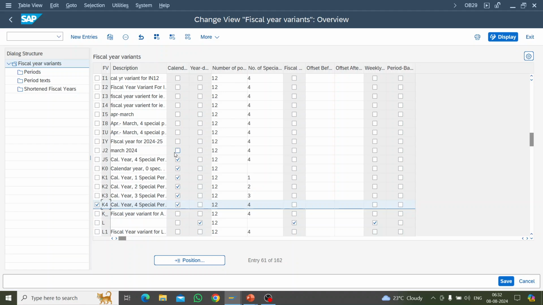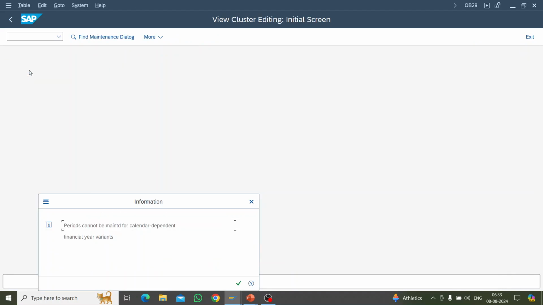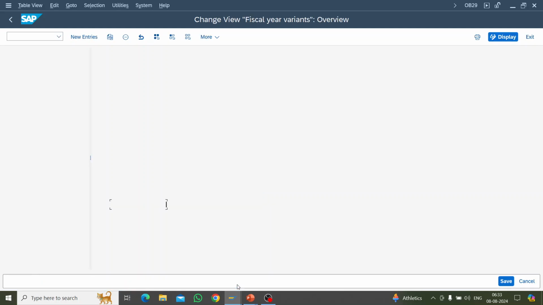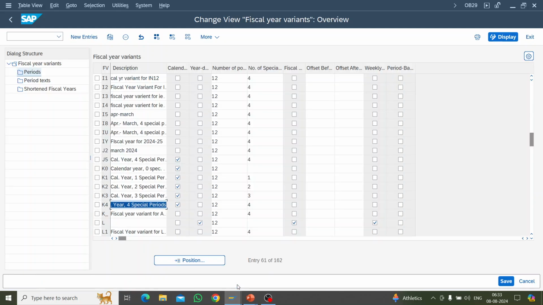Then this is a calendar year. See, this is where the tick mark is given. This is year dependent, which I have explained. Normal posting periods, special posting periods, and then all other related stuff what we have. Now let us see it in detail period wise. It says periods cannot be maintained for calendar dependent financial year variants. That simply means it is a fixed item, you cannot make any modifications. Clear? Doubt? I hope there should not be any unnecessary doubt on this. If it is a calendar year, you will not be able to make any changes. It is already defined.